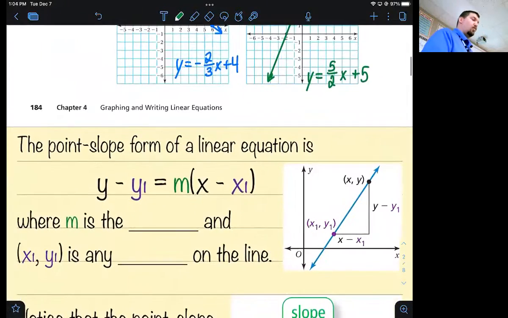Today, we're not going to have to do that. We're going to be writing equations in point slope form. So we're literally going to use the point they gave us and the slope and write a separate equation that can be turned into slope-intercept form without having to graph it.